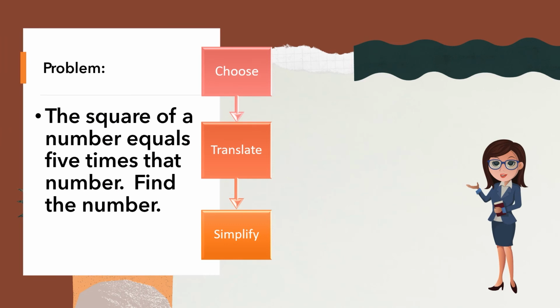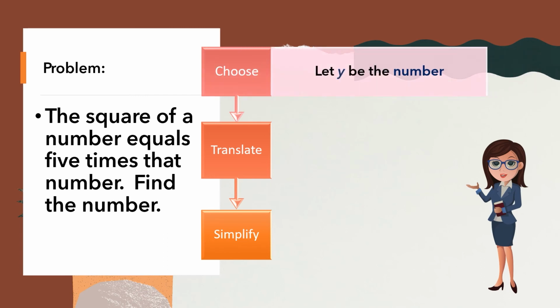Using the 3 steps, choose, translate, and simplify, let y be the number. The square of a number equals 5 times the number translated into mathematical expression, that is, y squared equals 5y. Place all the expression on one side. We have y squared minus 5y equals 0.